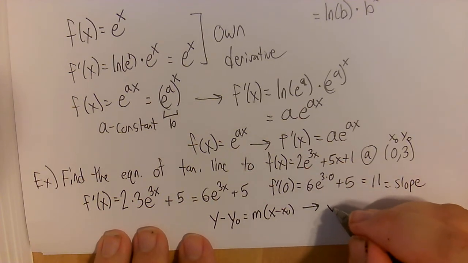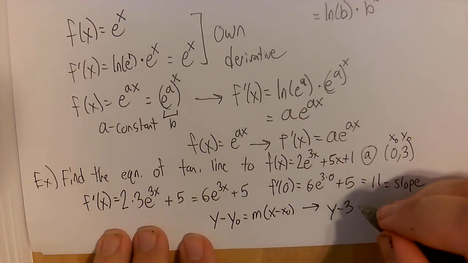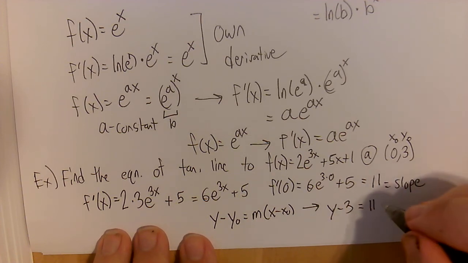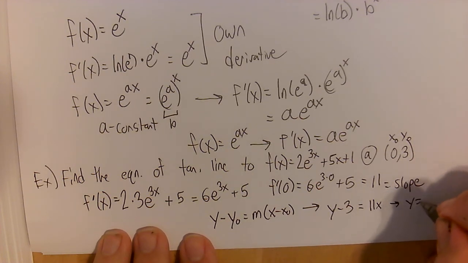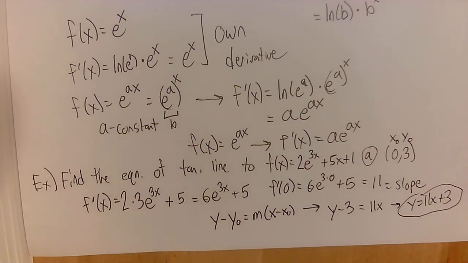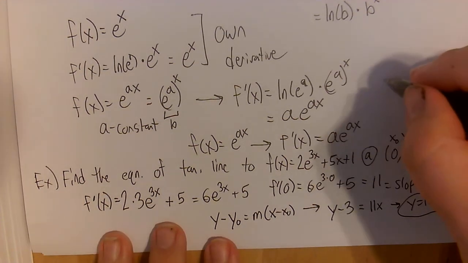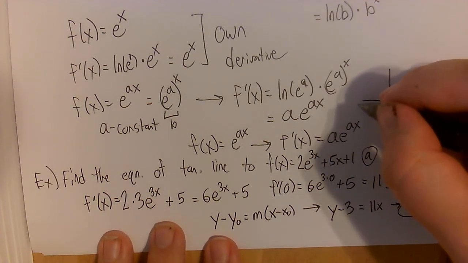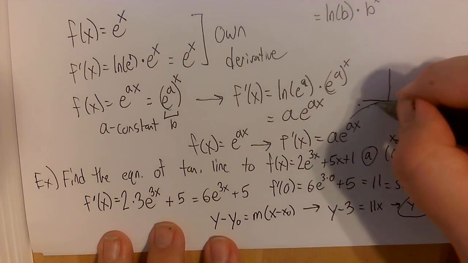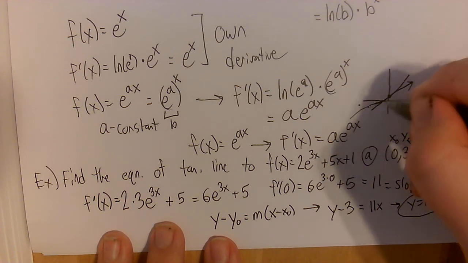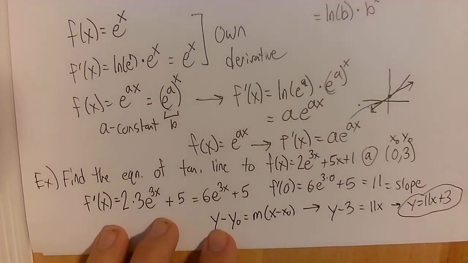So this means that y minus 3 is going to equal our slope, which we found to be 11, and then we multiply by x minus 0, or just x. So y is going to be 11x plus 3. And that's the equation of our tangent line. So if we were to draw the graph of this function, which probably looks something maybe like this, I'm not exactly sure, we would find that this would be our tangent line right there.